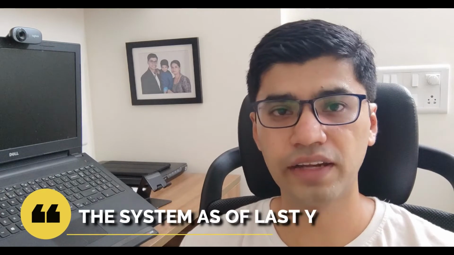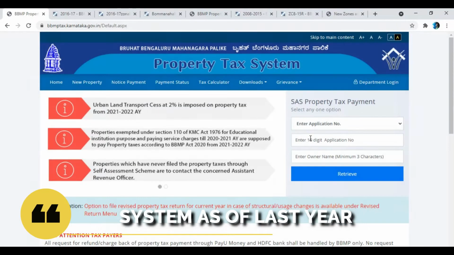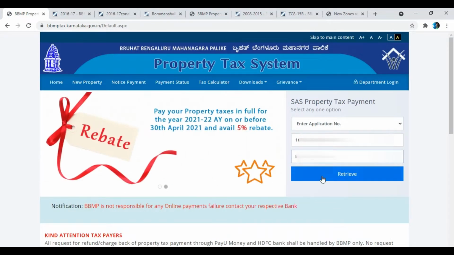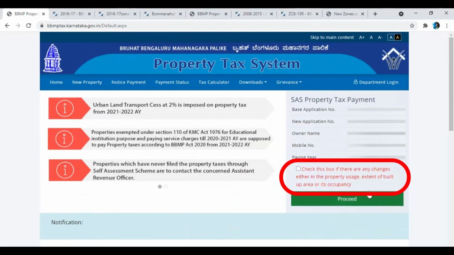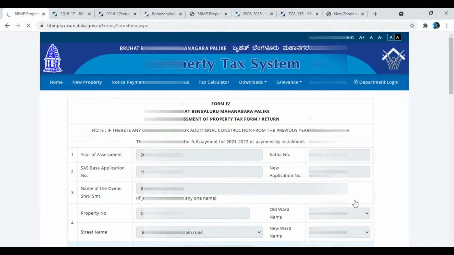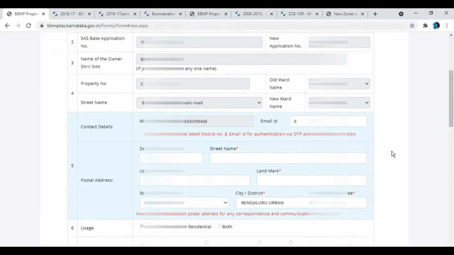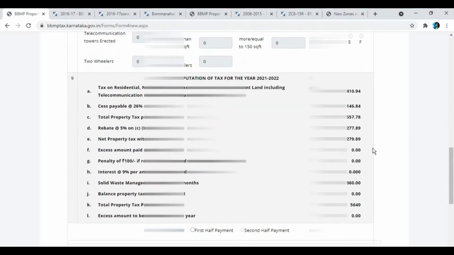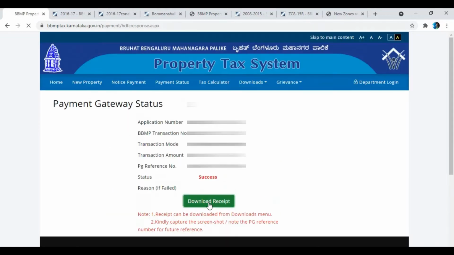Now, let's say you have identified your zone, and let's say in 2021, when you are paying tax, this is the kind of system or portal that you had to log into. So you would log in and there is this checkbox which asks if there is any change in your property or usage of that property. You would obviously say no and proceed to the form. The form is again pretty straightforward, and once you're done with the form, you will get an option of an online payment gateway and make that payment and you get a receipt.